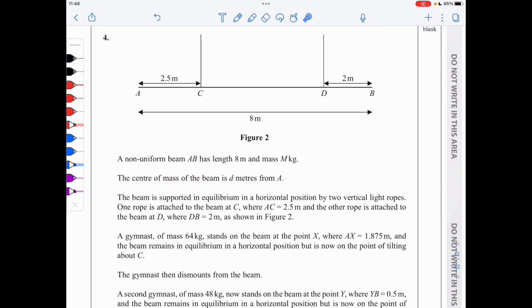In question 4, we've got a non-uniform beam AB with a length of 8 meters having a mass of capital M kilograms. The center of mass, we are told, is d meters from A, and now it's supported in equilibrium in a horizontal position by 2 vertical ropes at C and D. We've got a gymnast of mass 64 kilograms who stands at point X such that AX is 1.875, so the gymnast is somewhere here. And the beam remains in equilibrium in a horizontal position, but is now on the point of tilting about C. Now, if it's about to tilt about C, this means that there is no tension on D, so I will start by considering the situation as it stands now.